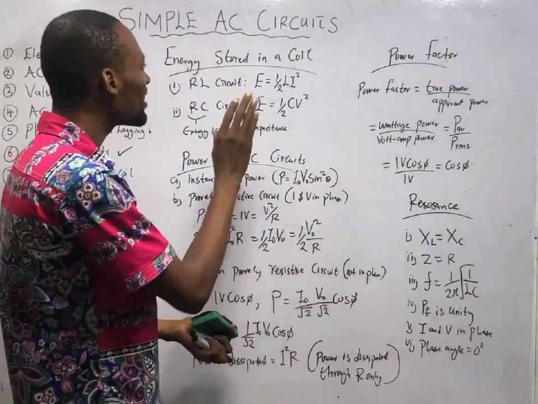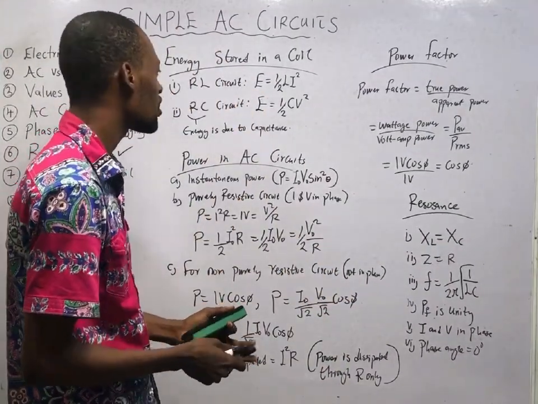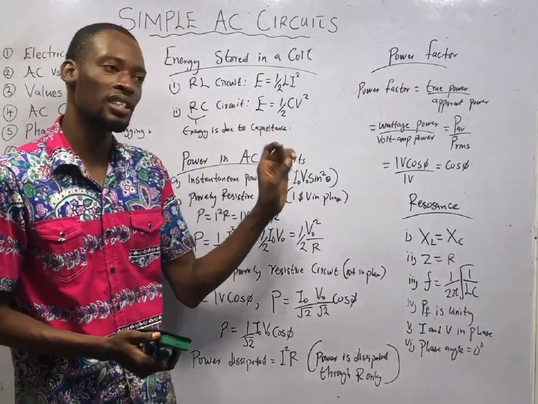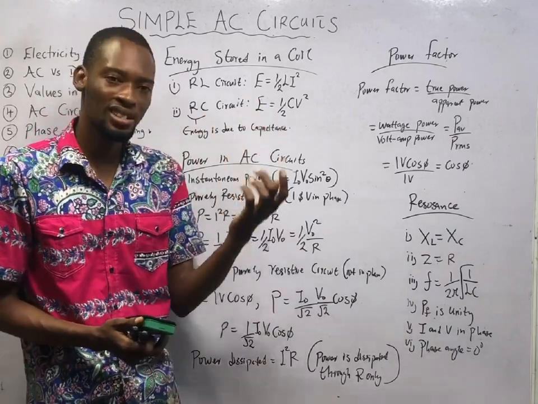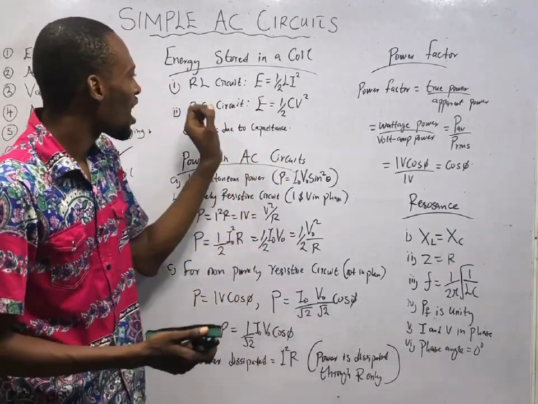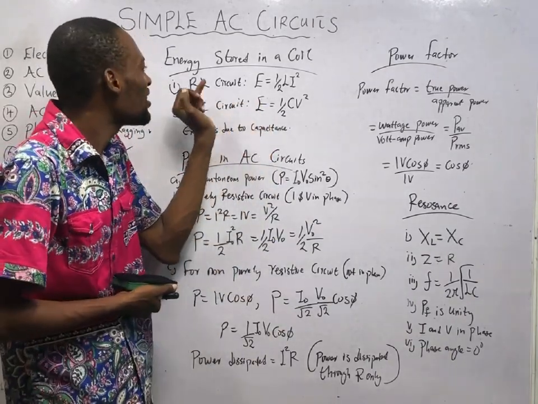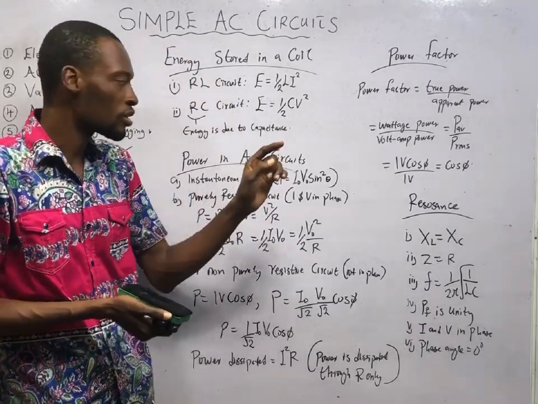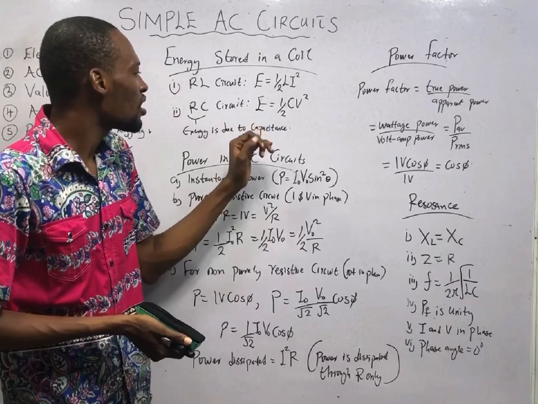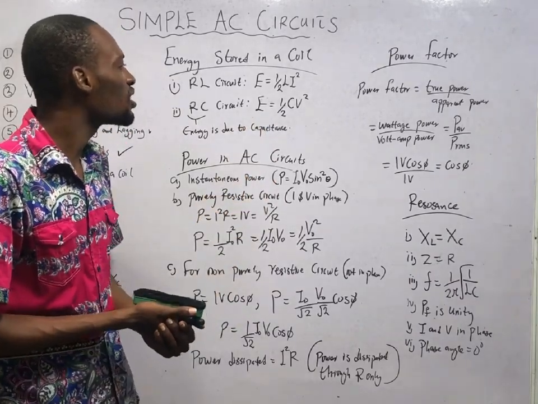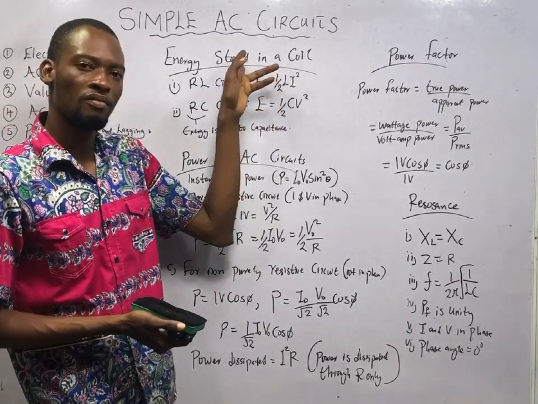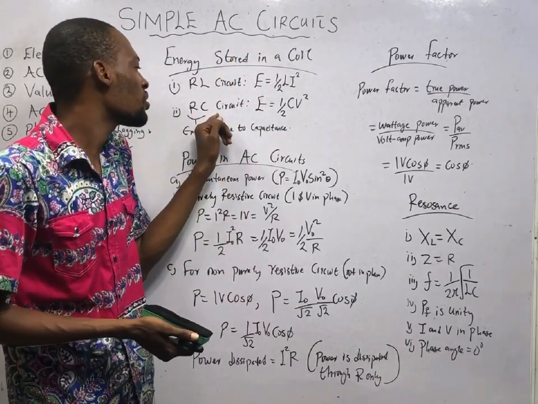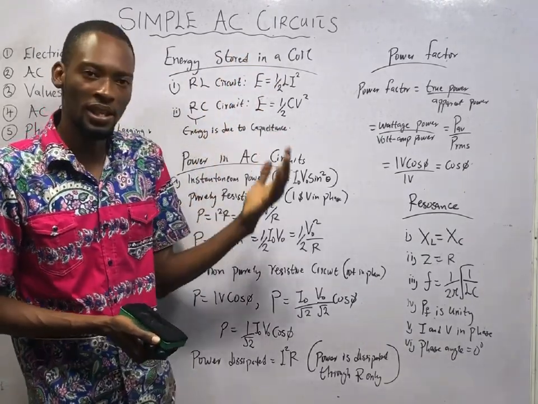Now here we begin with energy stored in the coil. This can happen in RL circuit or RC circuits. Remember, RL circuit is one containing resistance and inductance, or resistor and inductors. In RL circuit, the energy stored is due to the inductor. Capacitance doesn't store the energy. In RC circuit, the energy is due to capacitance.